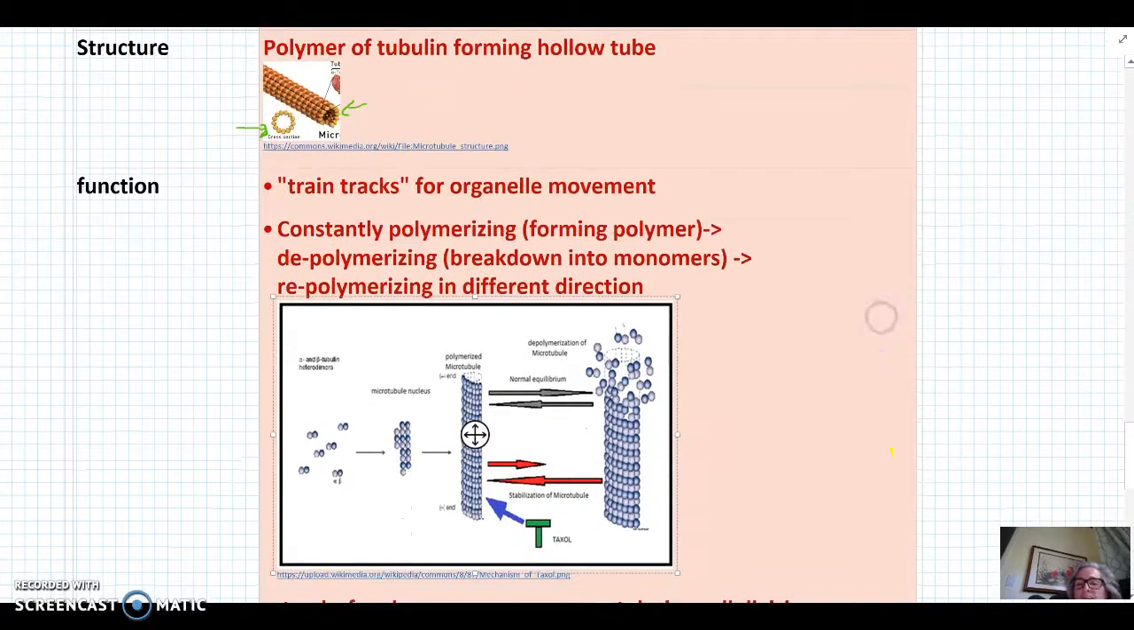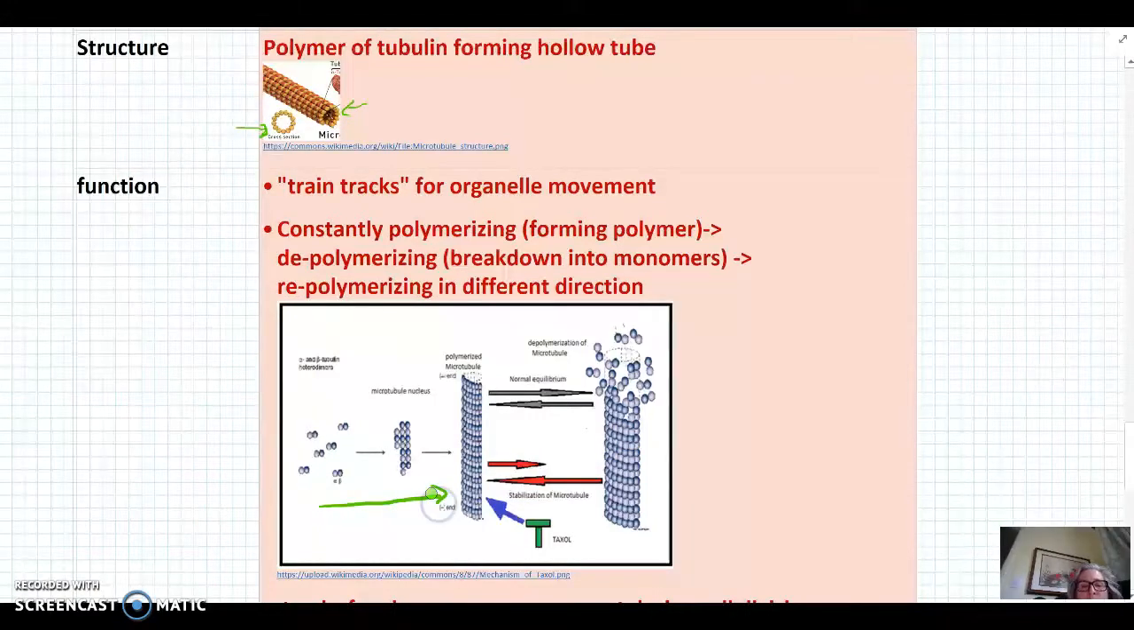Microtubules, in fact, are not static structures. They're constantly polymerizing, so forming a polymer out of monomers. So this picture here is showing forming a polymer. And then they can depolymerize or break down back into their monomers. If the cell all of a sudden doesn't need a train track going in one direction, it can depolymerize its microtubules and then form a new microtubule going a new direction by forming a new polymer. So microtubules are very dynamic. They form and unform and reform throughout the cell depending on the needs of the cell and what needs to be moved around.